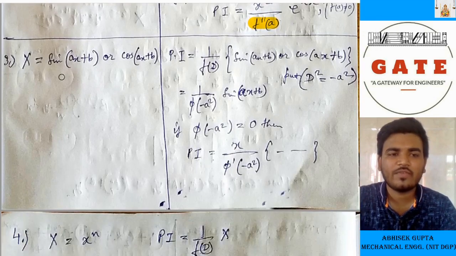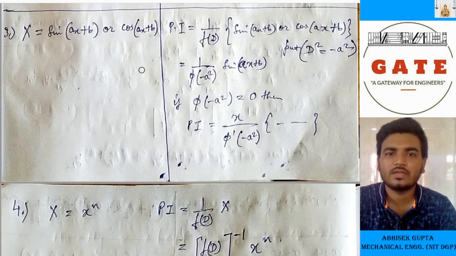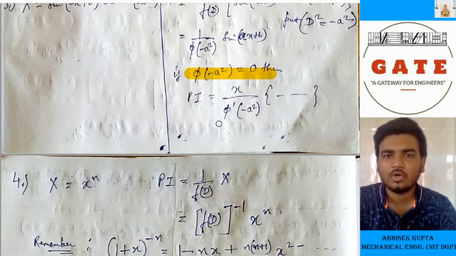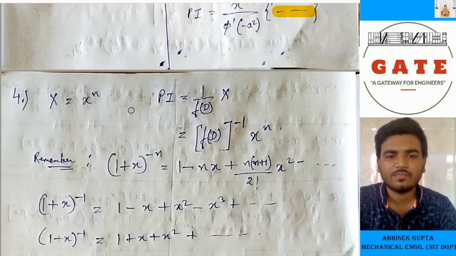Now if X equals any function of sine or cos, like sin(ax + b) or cos(ax + b), then PI is given as 1 by f(D) sin(ax + b) or cos(ax + b). Now in place of D², put −a² for both these functions. So you will get 1 by f(−a²) sin(ax + b). Now if this function of −a² is 0, then PI will be x upon φ'(−a²) and the remaining function, and this will continue. So same as the above.